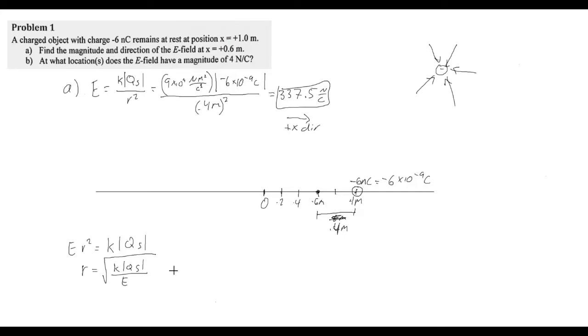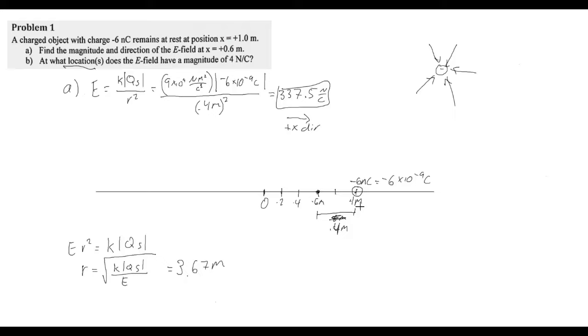And then when you plug in all these numbers, I'm not going to write it out, you get a distance of 3.67 meters. Pretty far. Now, this is the distance. You'll notice that because we are on a number line here, that is 3.67 meters away from the 1 meter mark. So, at what locations, the actual points on the number line, would you find this E field strength?